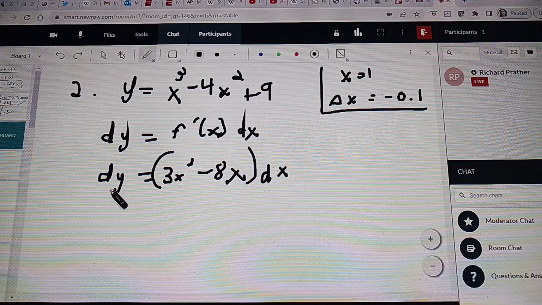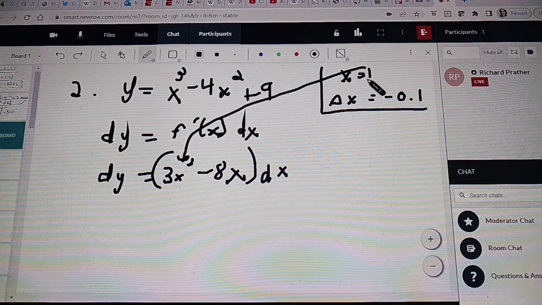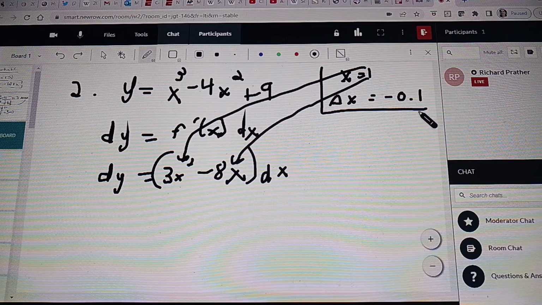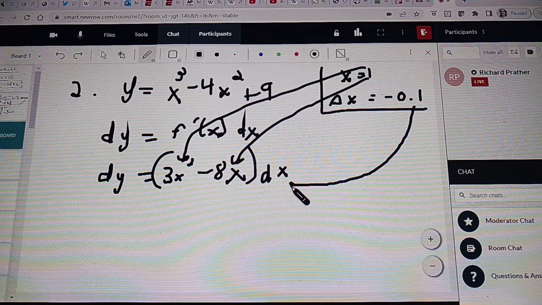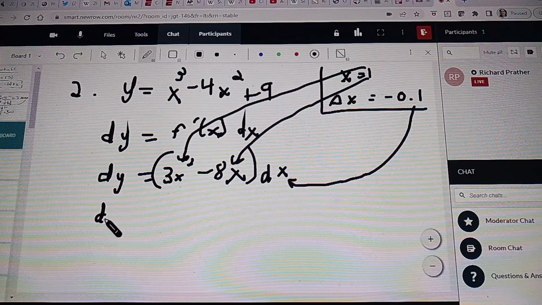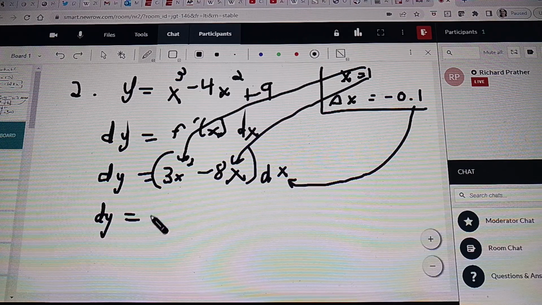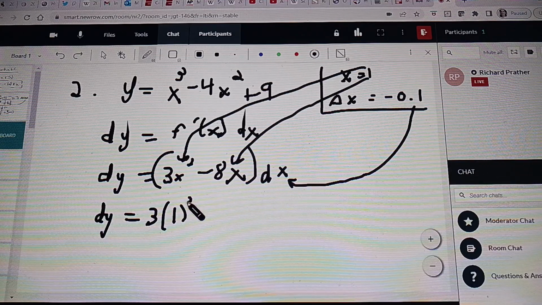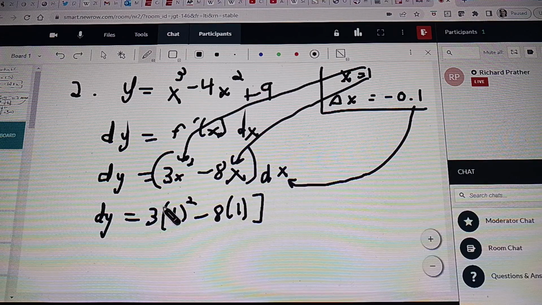So how is y going to change? If x changes a little bit at a given x value, plug 1 in for all the x's here in the derivative part, and plug negative 0.1 in for the change in x. So the change in y will be 3 times 1 squared minus 8 times 1 times negative 0.1.